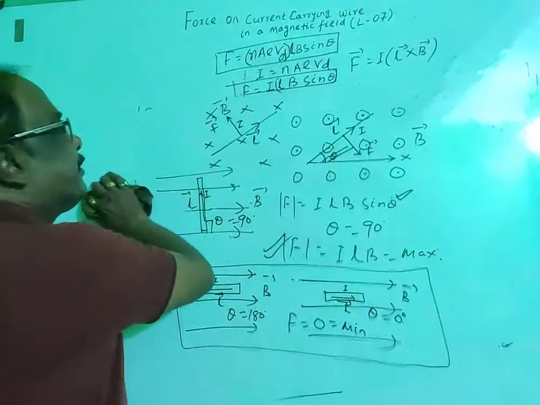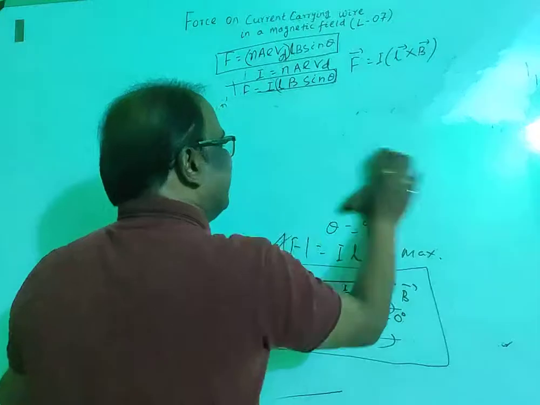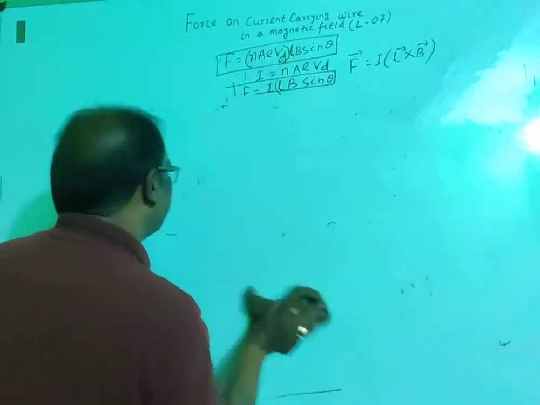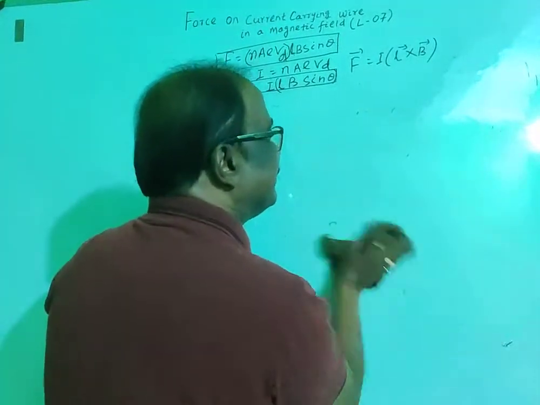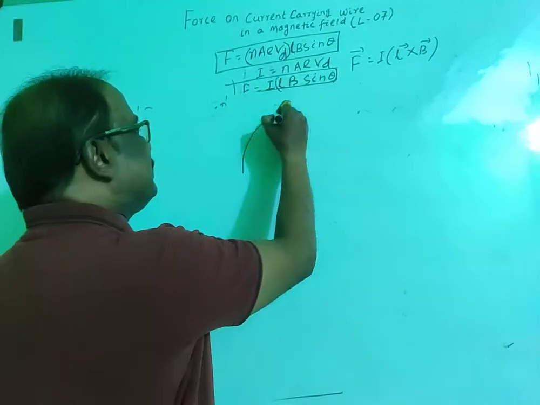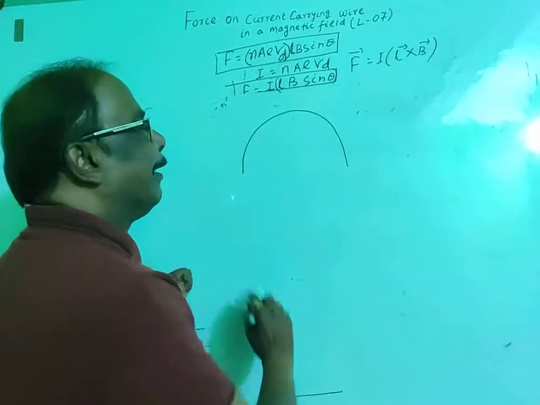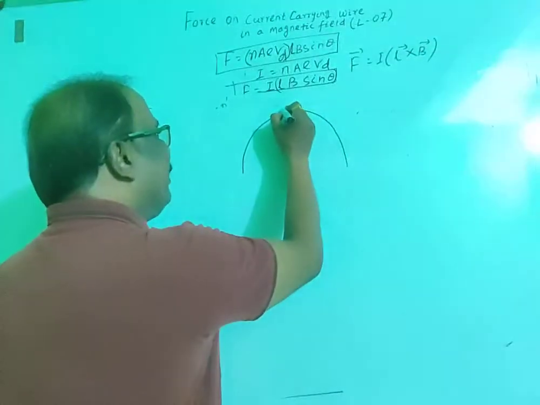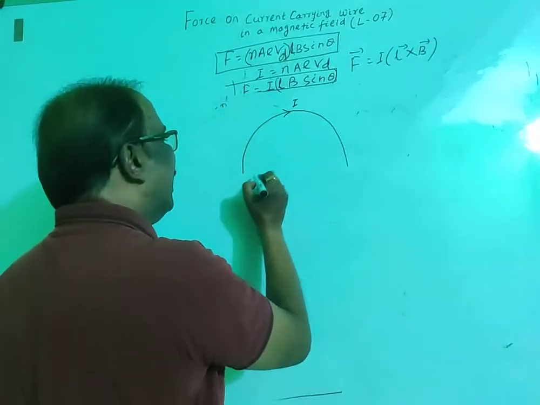Then again some illustrations, and very important. Okay, suppose this is a semicircular coil. The current flowing in this coil is I.